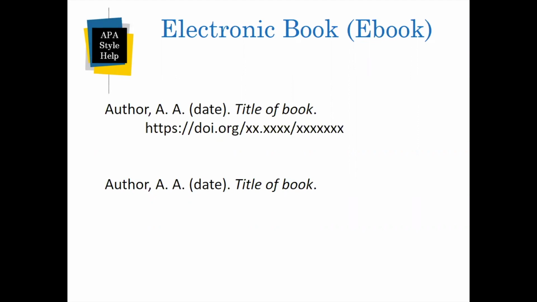We have the title of the book. Now this is exactly formatted the same way that it was with the print book, so it's italicized. And it also gets that funky capitalization. So the first letter of the first word, the first letter of the first word following punctuation, and any proper nouns. And then, because it is electronic content here, we either include a DOI if we are given one, or if we are not given a DOI, we don't include any additional information. With an electronic book, you do not need to include any kind of publisher information.